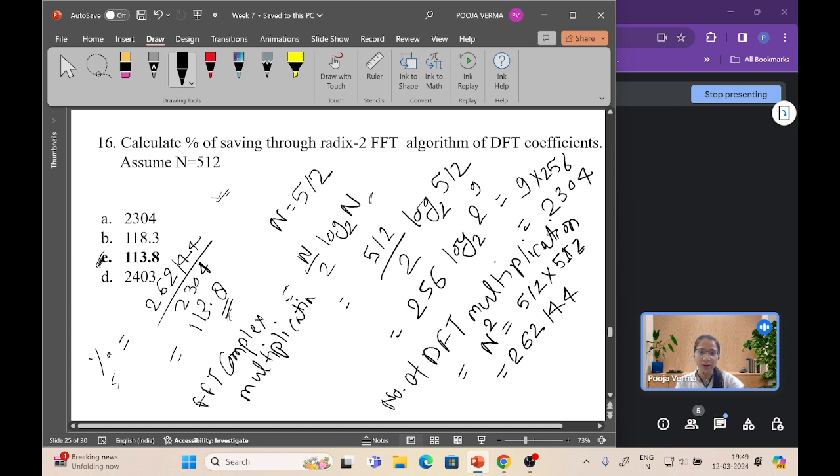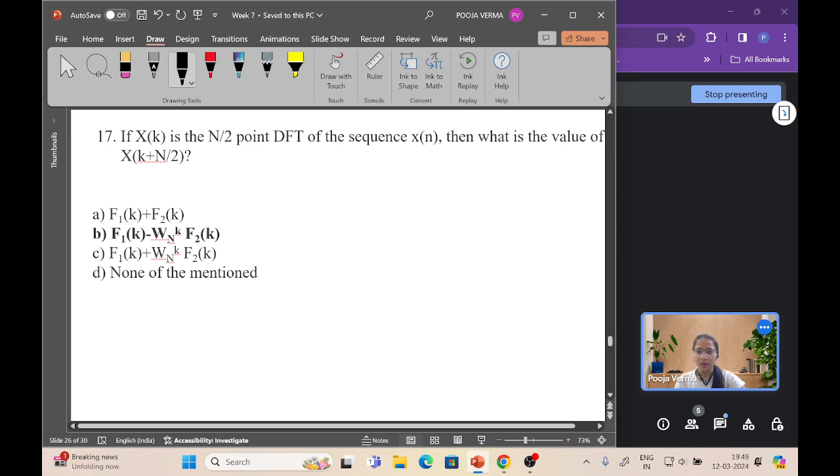Okay. So have you understood this question? Can we move to the next question? Yeah. Okay. So moving to the next question. If X of k is the n by 2 point DFT of a sequence x of n, then what is the value of X of k plus n by 2? Option A is F1k plus F2k. Option B is F1k minus WNk F2k. Option C is F1k plus WNk F2k. Then none of the mentioned.